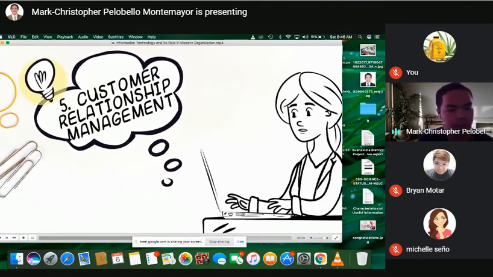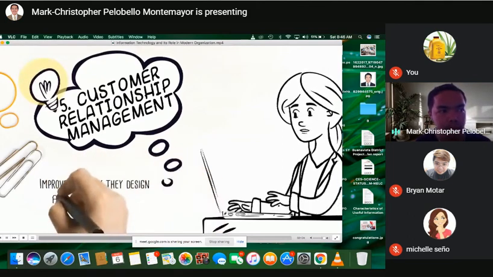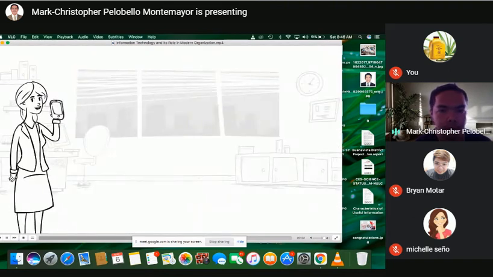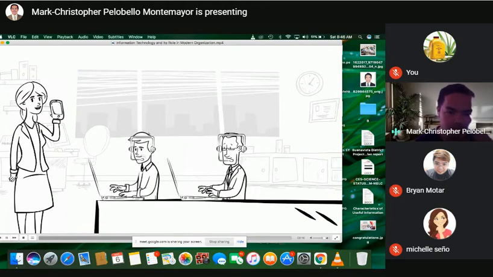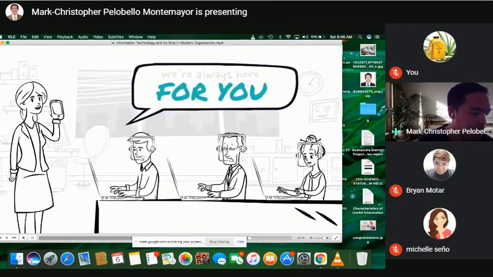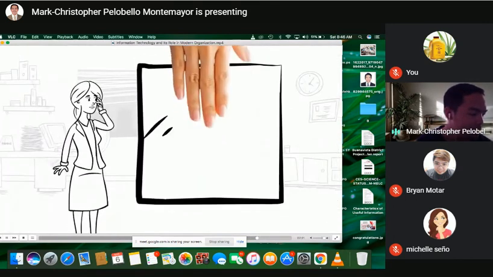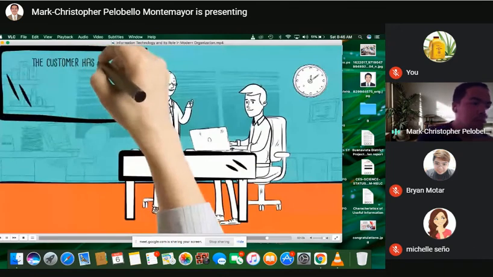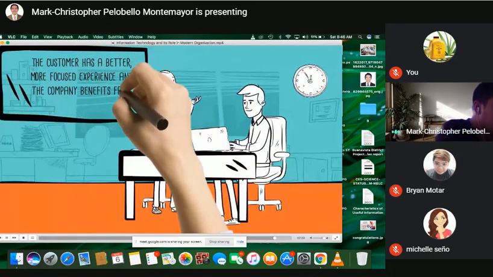Customer relationship management. Companies are using IT to improve the way they design and manage customer relationships. If a customer calls a call center with an issue, the customer support representative will be able to see what the customer purchased and can quickly respond to the situation. The entire interaction is stored in the CRM system, ready to be recalled if the customer calls again. The customer has a better, more focused experience, and the company benefits from improved productivity.